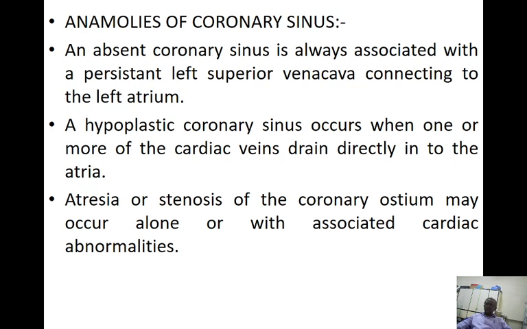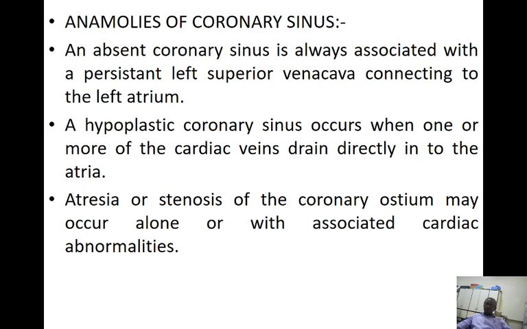Anomalies of the coronary sinus. An absent coronary sinus is always associated with a persistent left superior vena cava connected to the left atrium. So when there is a persistent left superior vena cava, here the superior vena cava is in the right atrium, no? So that is connected to the left atrium, then there is a chance of the coronary sinus being absent.